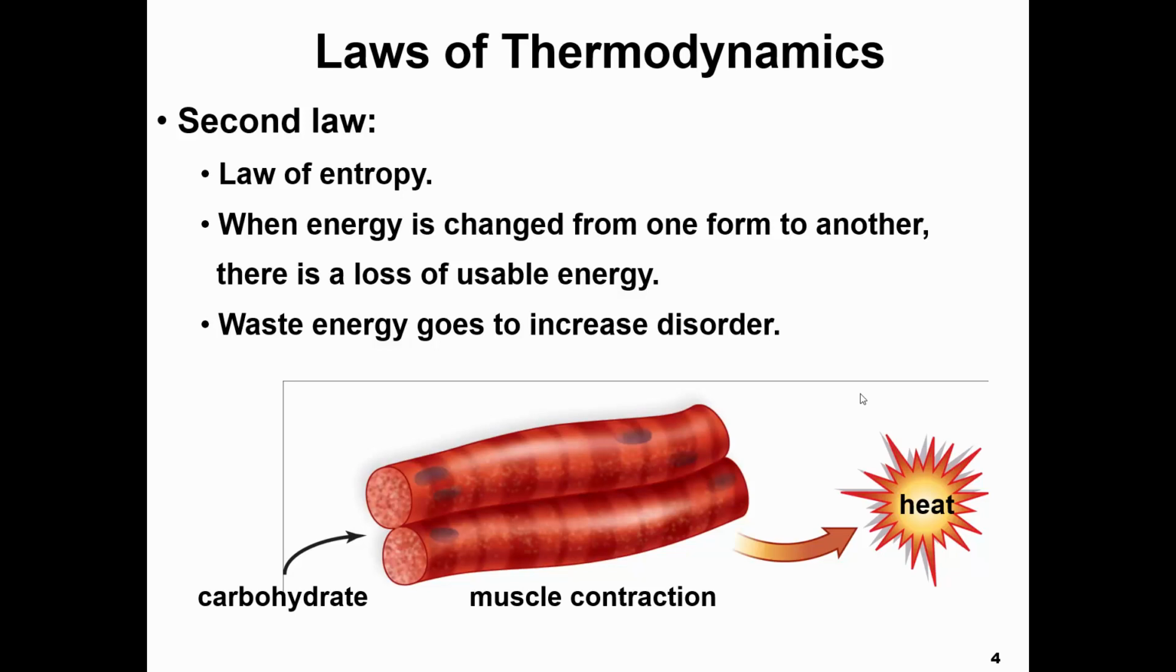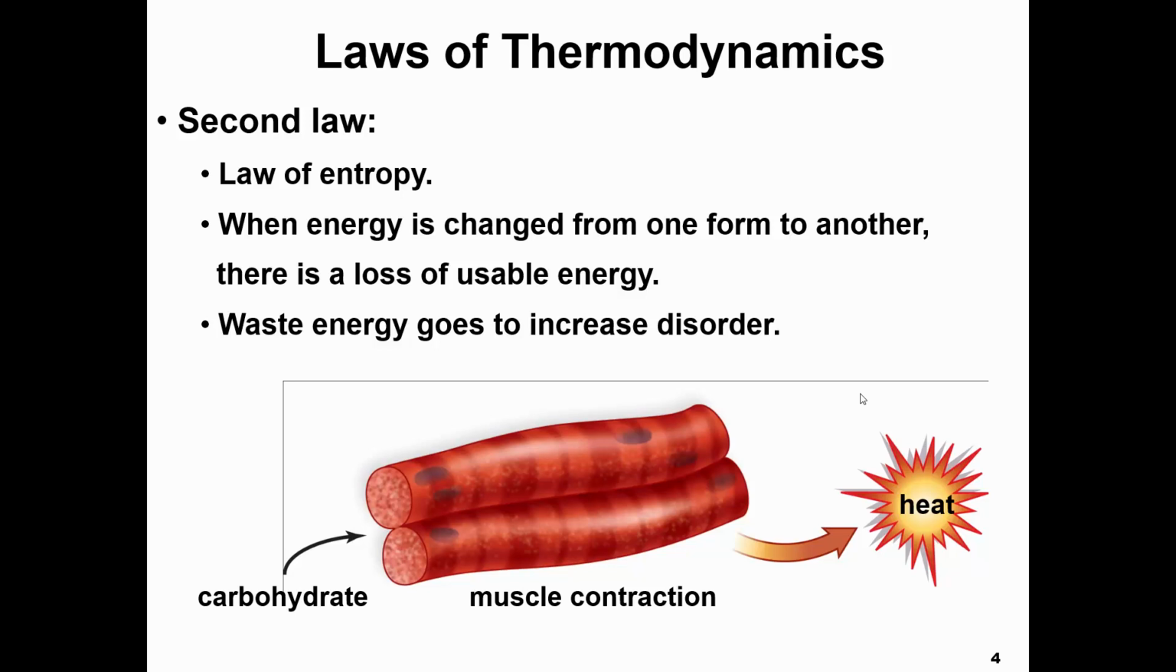We see that reflected in the second law of thermodynamics. The second law of thermodynamics is also known as the law of entropy. Entropy we could understand as disorder. What the second law says is that when energy is changed from one form to another, there's a loss of energy, or at least there's a loss of usable energy. So we understand from the first law that we're really not losing energy overall, but we are losing the energy that's available to be used by biological systems.